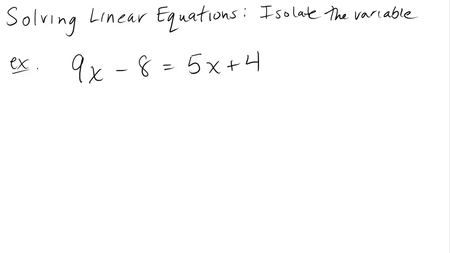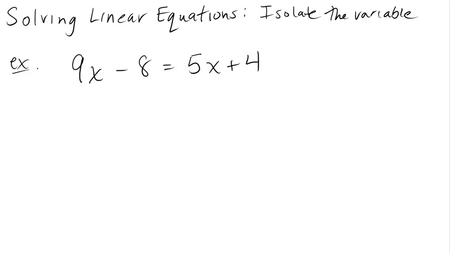A linear equation is an equation where the variable you're solving for is raised to the first power. So in this example, 9x minus 8 equals 5x plus 4. The only instances of the variable are raised to the first power. So this is an example of a linear equation.